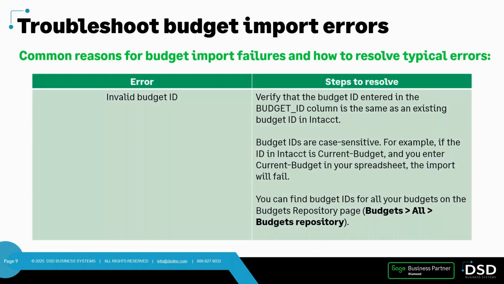So let's start out with the first troubleshooting. Say if I have an invalid budget ID, what do I need to do? How do I fix it? It's just as easy as making sure that the budget ID in that column is the same budget ID in Sage Intacct. Again, making sure it is not case sensitive. For example, down below it says the current budget, you enter current dash budget in your spreadsheet, so you don't have any type of failure.